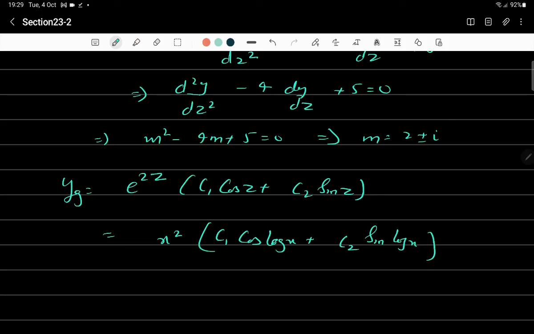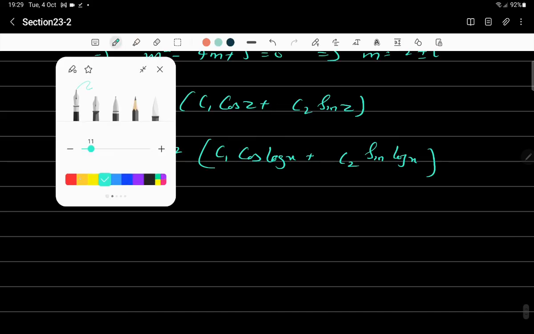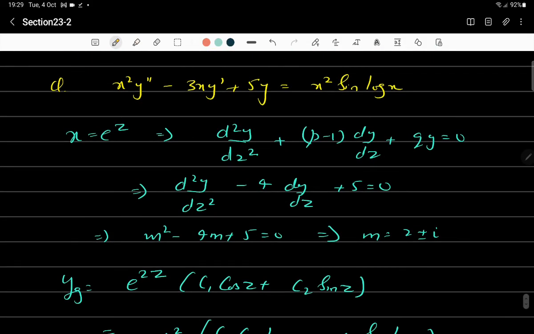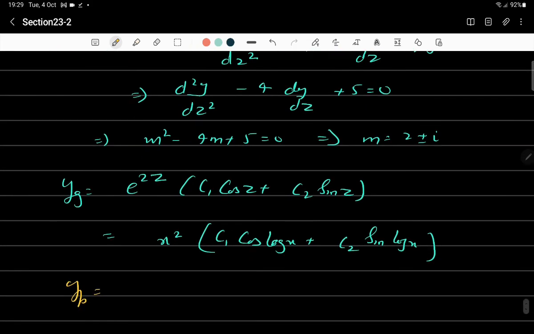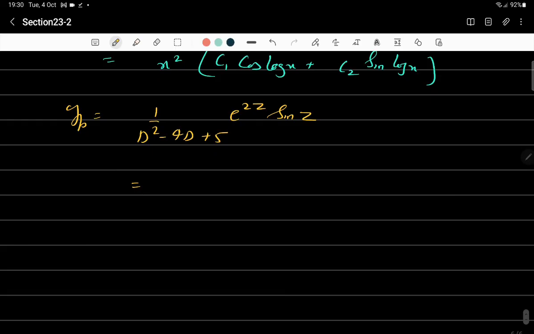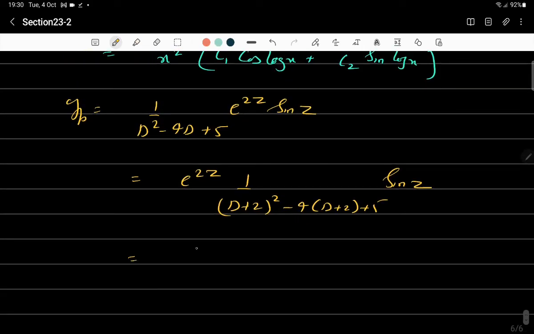Now the point is, how do you compute yp? For yp you need to see what the right hand side is. When you substitute x equal to e raised to the power z, the right hand side becomes e raised to the power 2z and sin z. So yp is 1 by D square minus 4D plus 5 of e raised to the power 2z and sin z. Now use the exponential shift rule. So it becomes e raised to the power 2z times 1 by (D plus 2) whole square minus 4(D plus 2) plus 5 of sin z. Yes, now it's quite easy.